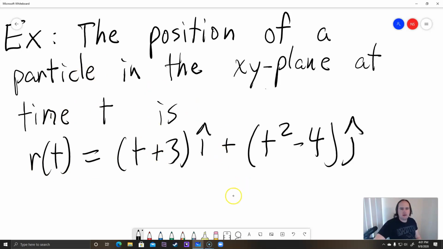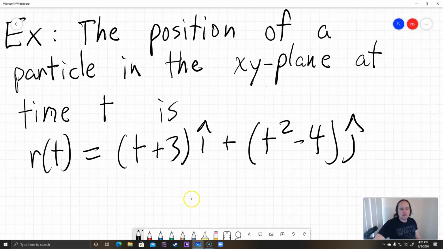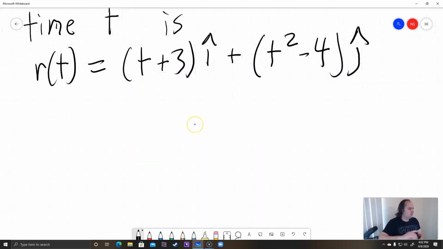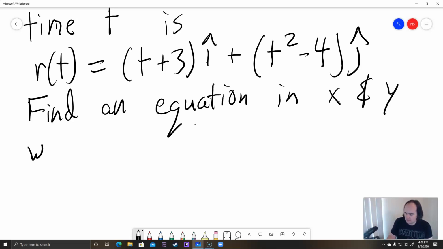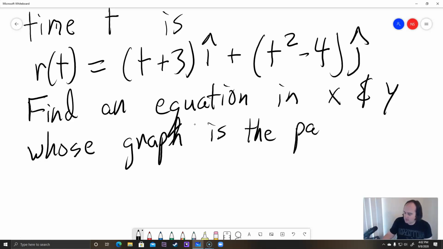Okay? And they're giving us this information, and then they want us to find an equation in x and y whose graph is the path of the particle.